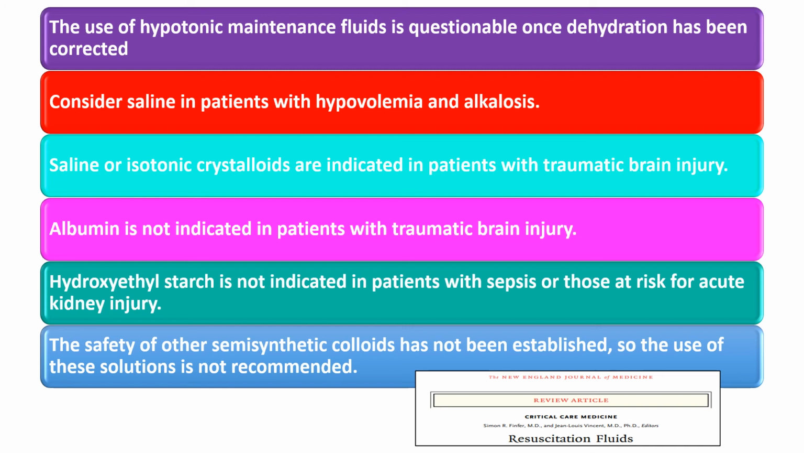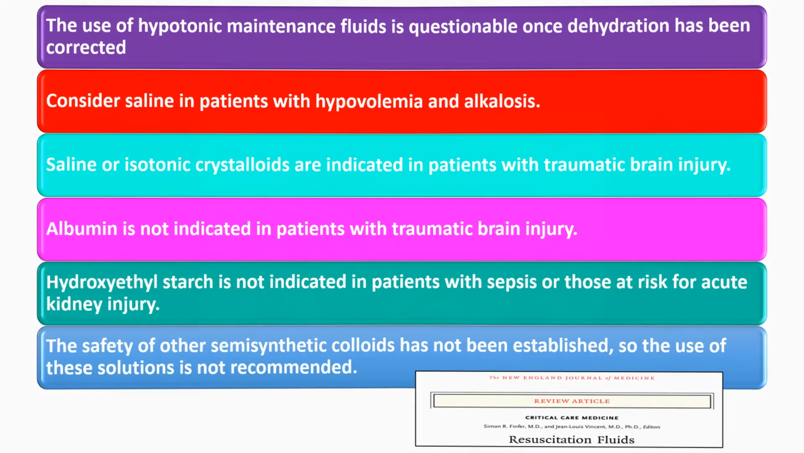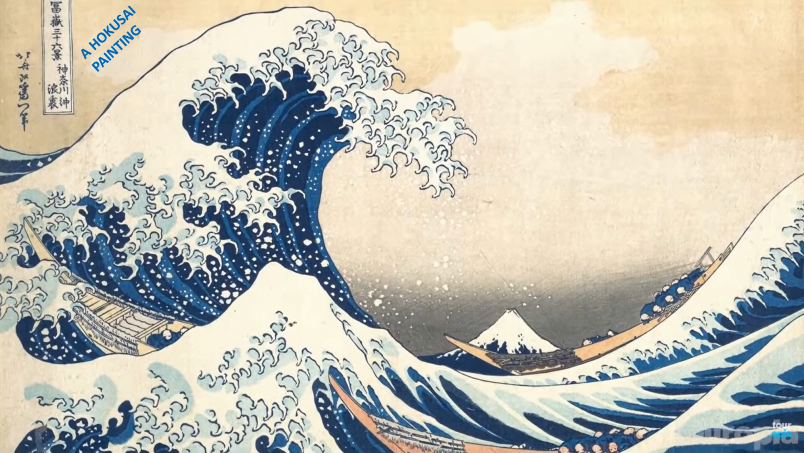And as far as colloid use is concerned, probably in situations where there is no renal failure and no sepsis, a small amount of hydroxyethyl starch can be used. And I think we are coming to the end of our tutorial.